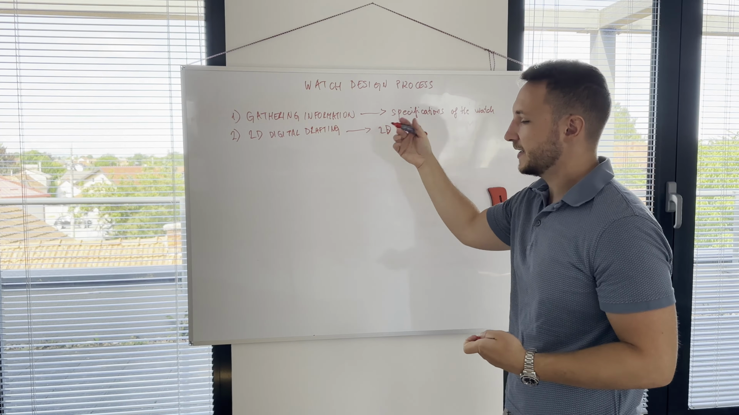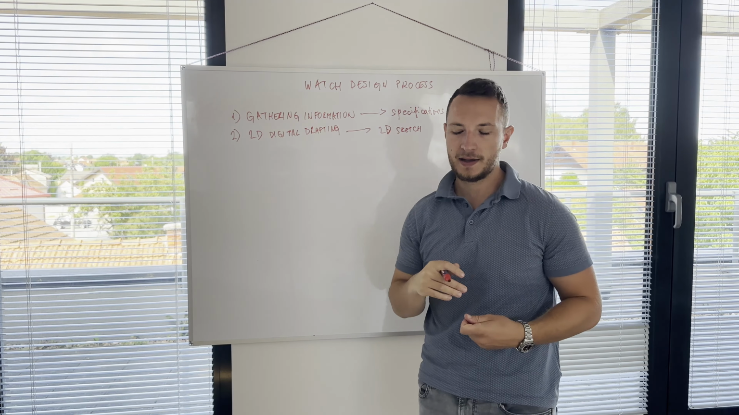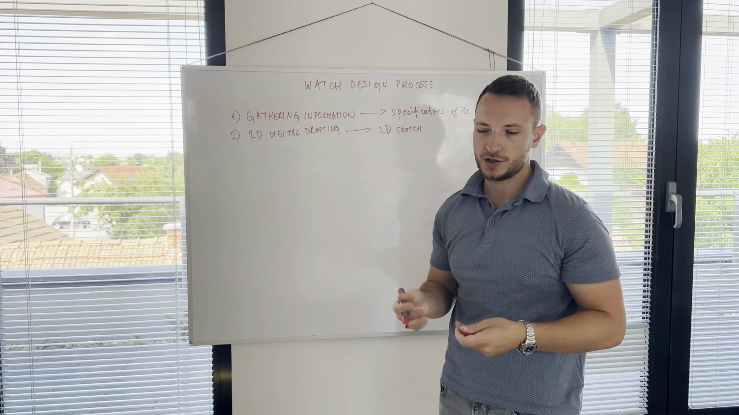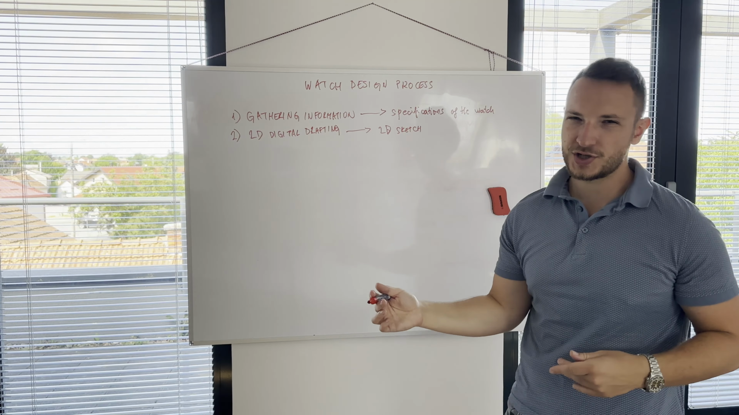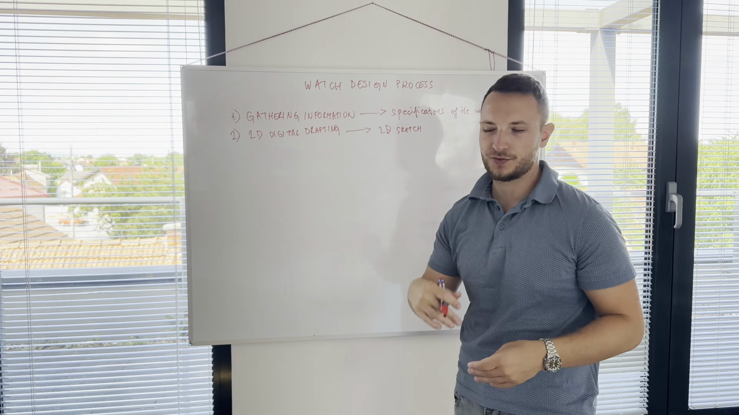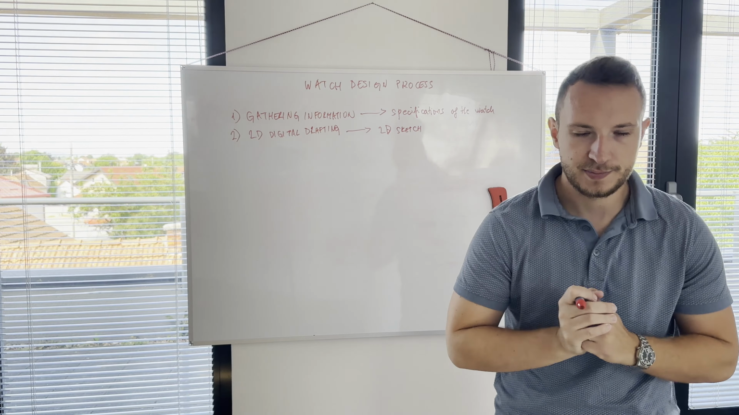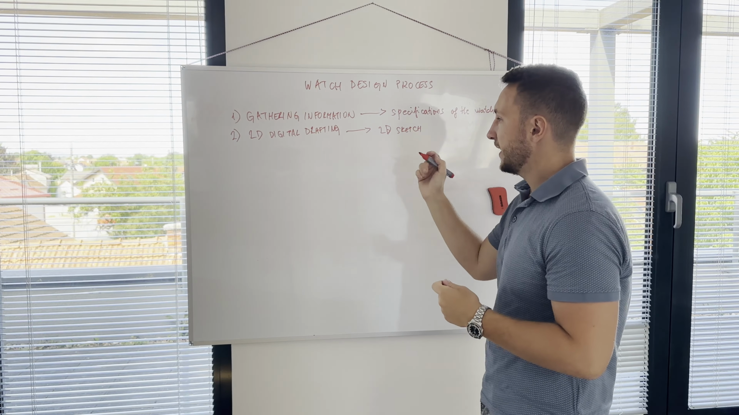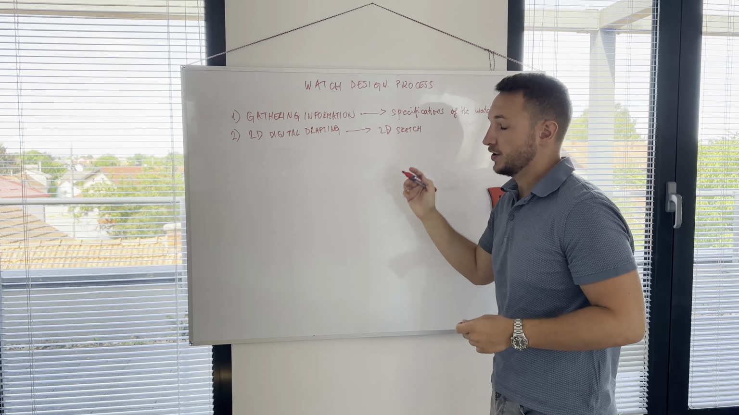It takes a lot of back and forth with the client to actually design a watch correctly. There are a lot of revisions that need to be done, a lot of colors changing, a lot of shapes changing regarding the hands, the index markers and stuff like that. So basically here we just create a 2D sketch.